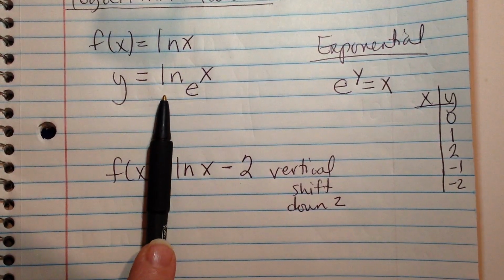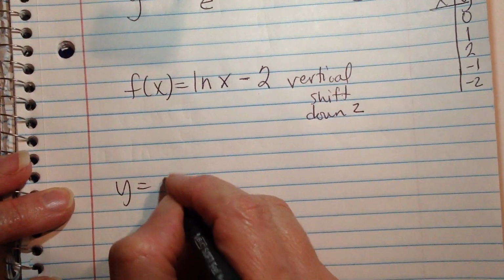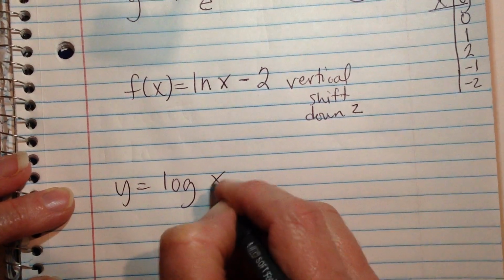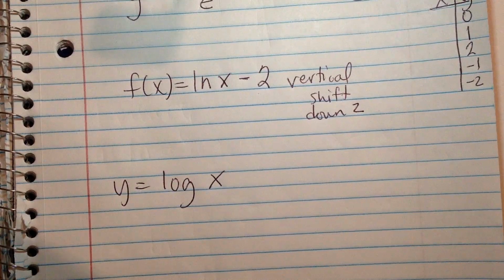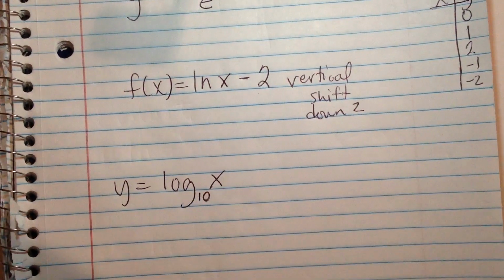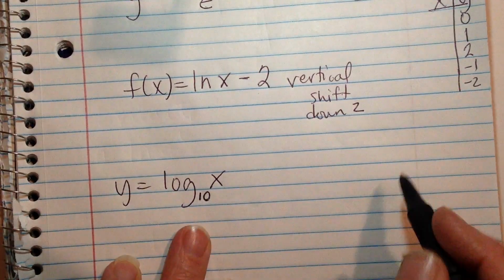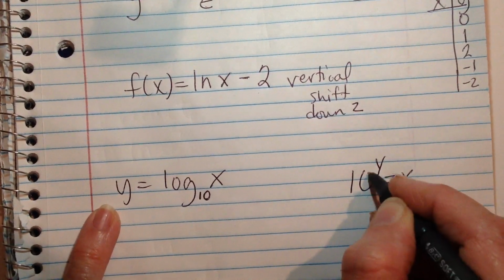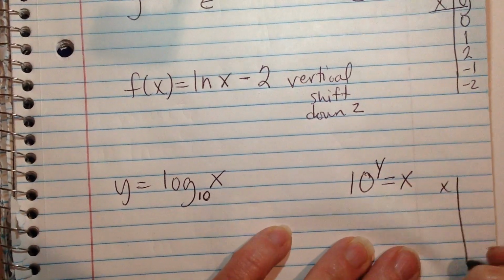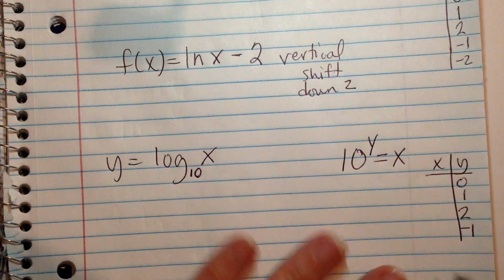So just remember that ln has base e if you don't see one. Now, I also want to make sure that you understand that if you are graphing y equals log x, if you don't see a base on log, your base is an understood 10. Anytime you don't see a base with the word log, it is base 10. So if I was to change this to exponential, it would be 10 to the exponent y equals x. So again, I would use my table.